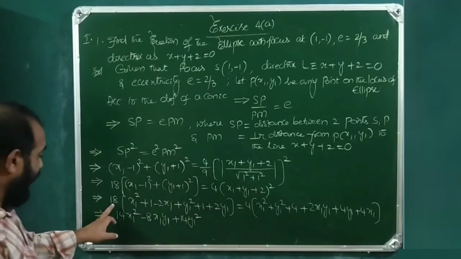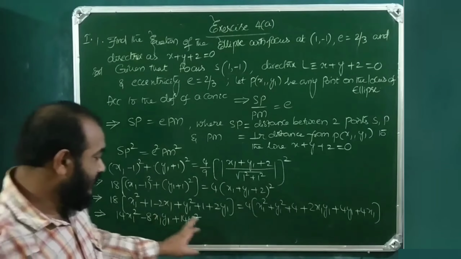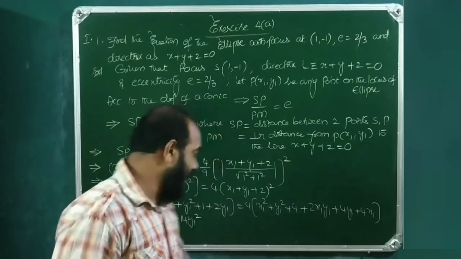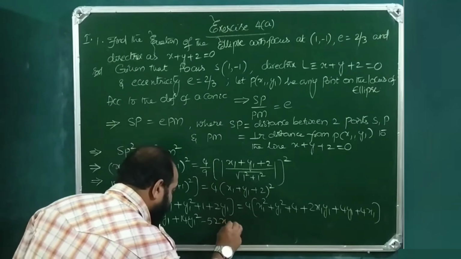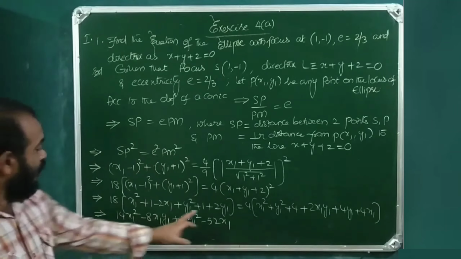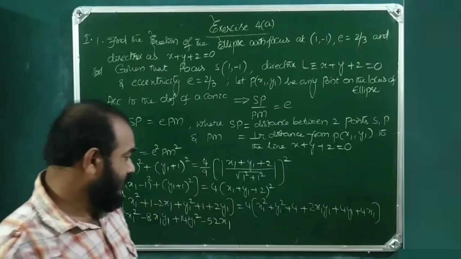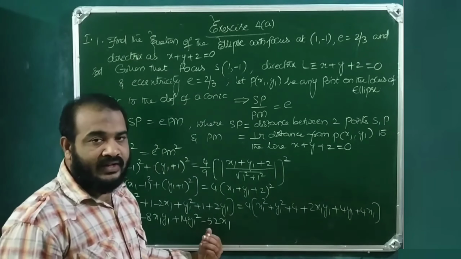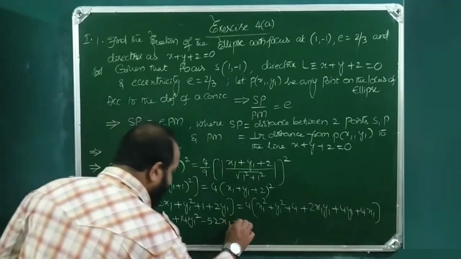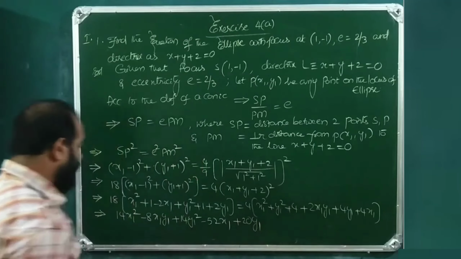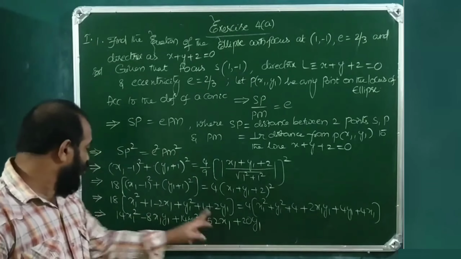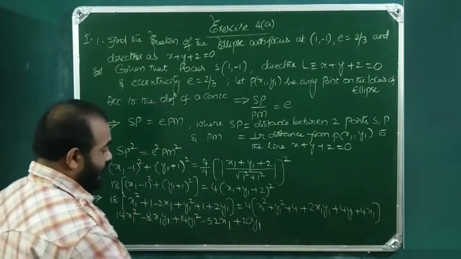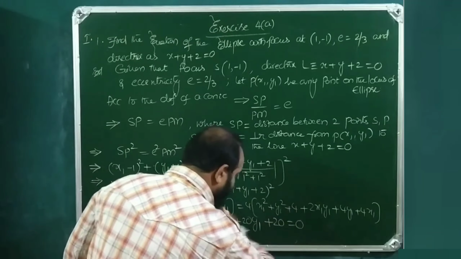Next, 18 twos are minus 36, and 4 fours are 16, so minus 36 minus 16 gives minus 52x1. Then 18 twos are 36y1, and 4 fours are 16; 36 minus 16 gives 20y1. Next, 1 plus 1 is 2, 2 times 18 is 36, and 4 fours are 16, so that is 20 equals 0.